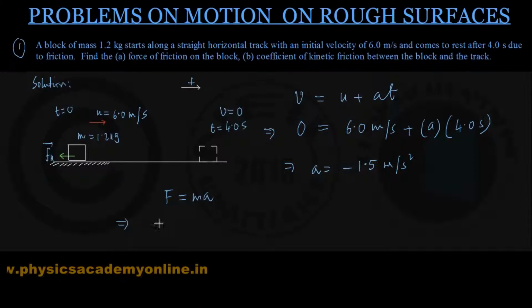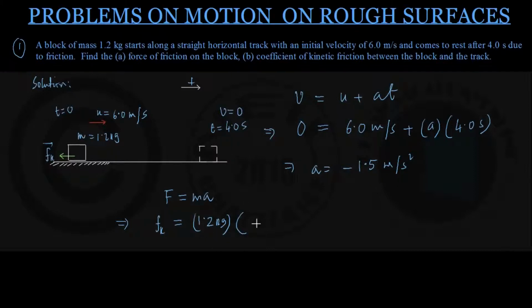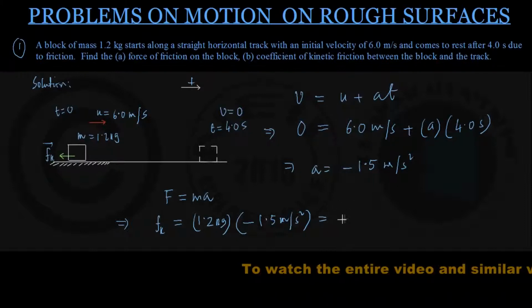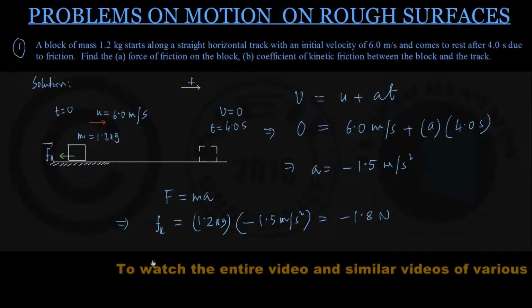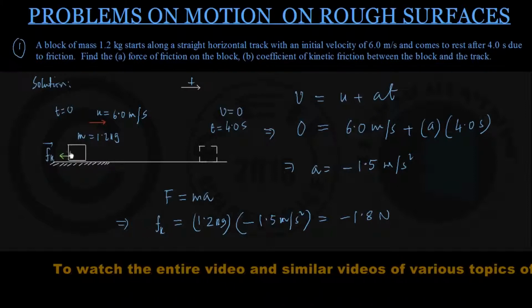Hence, the frictional force acting on the block is coming out to be its mass. Mass was given to be 1.2 kg in the problem, and the acceleration just now found, keep the minus sign, don't play with that, minus 1.5 meter per second square. When you multiply, it's coming out to be minus 1.8 Newton. This is the kinetic frictional force acting on the block during its motion.